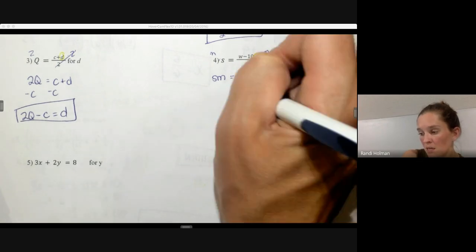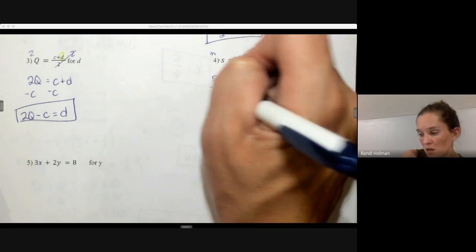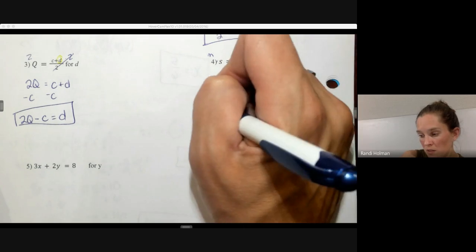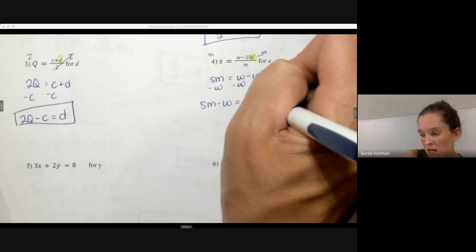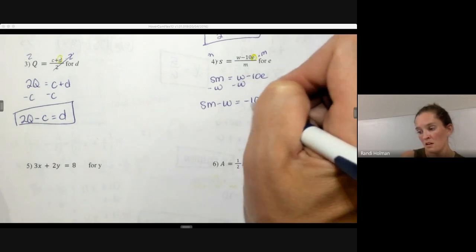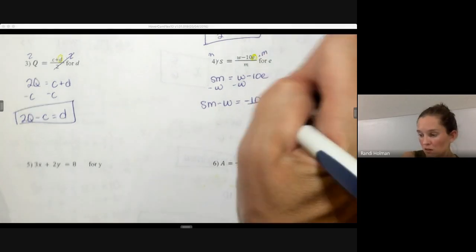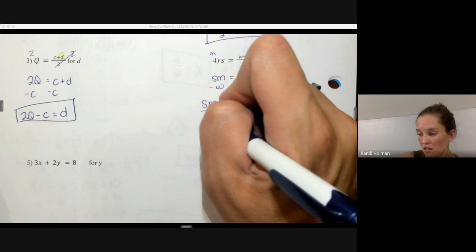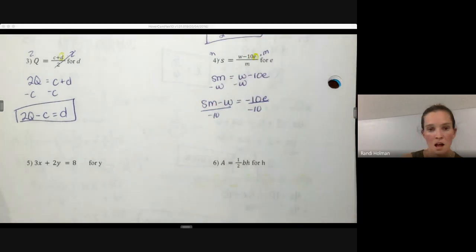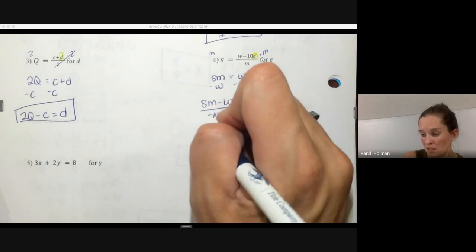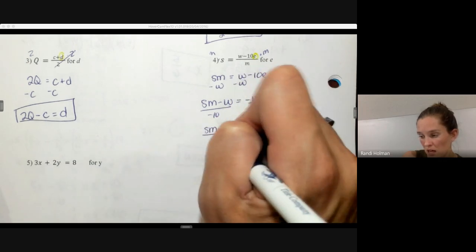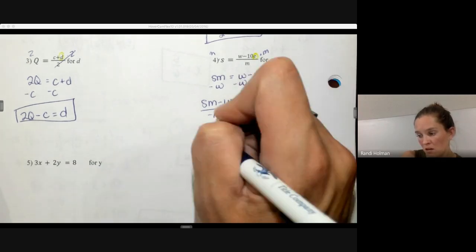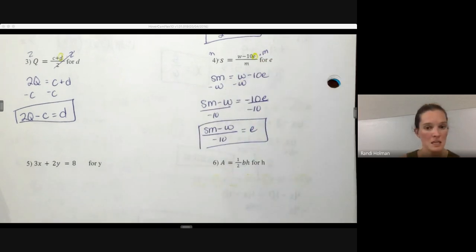And our goal is to get E by itself, so let's get rid of our W. Not like terms, so SM minus W equals negative 10E. 10 times E, so we're going to divide by negative 10, negative 10. Okay. Again, we don't know what any of that is, so we're just going to leave it as SM minus W all over negative 10 equals E. Now we know what E is equal to.